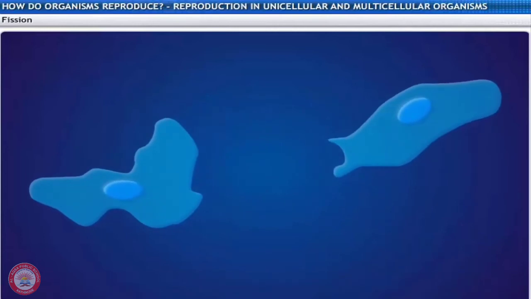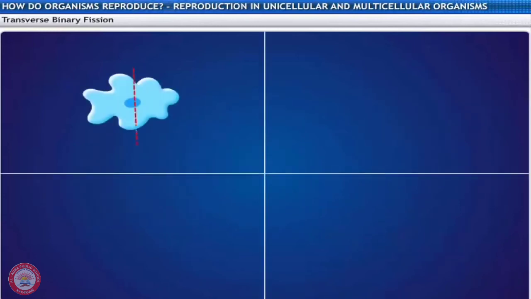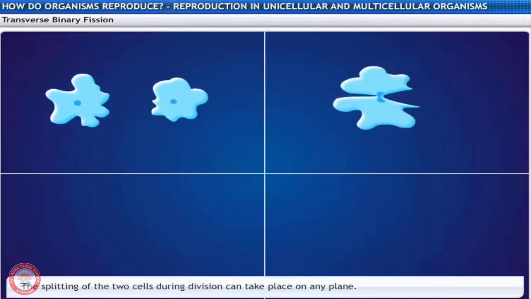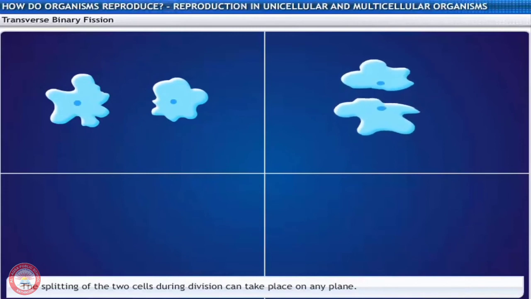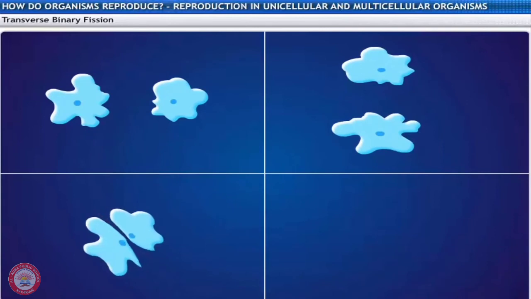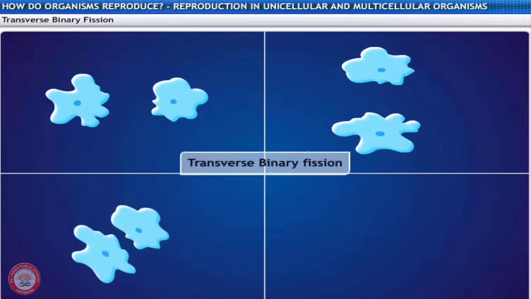Fission can take place in different ways. In organisms such as amoeba, the parent cell splits into two daughter cells during division, and this division can take place in any plane. Such type of binary fission is called transverse binary fission.